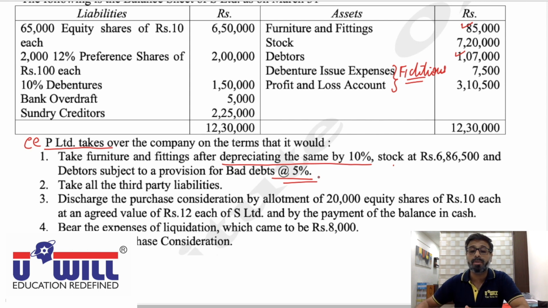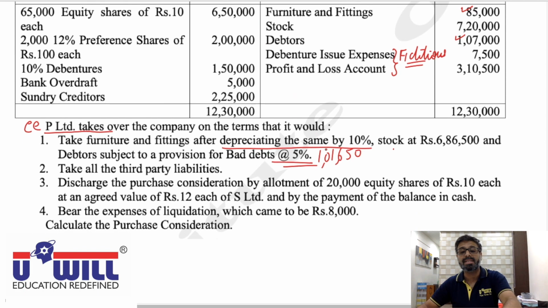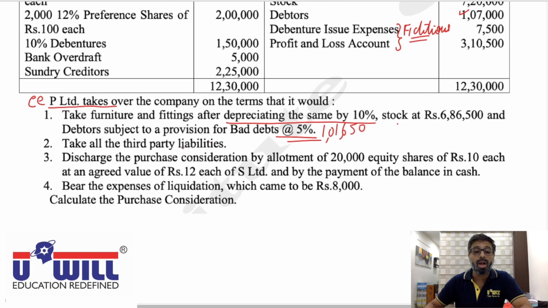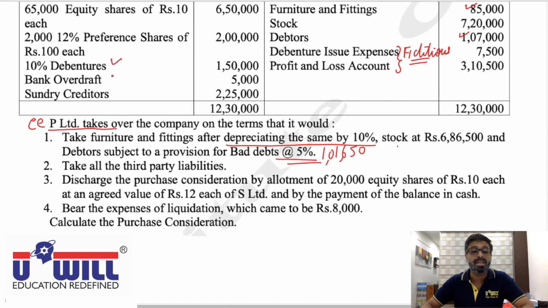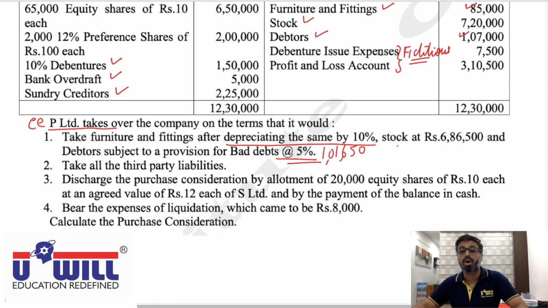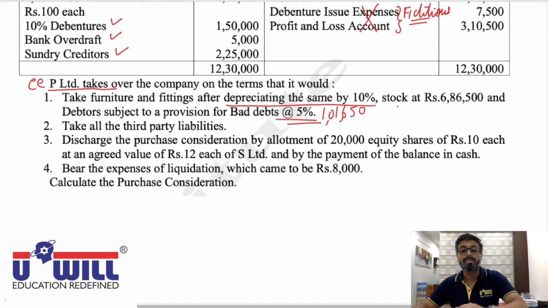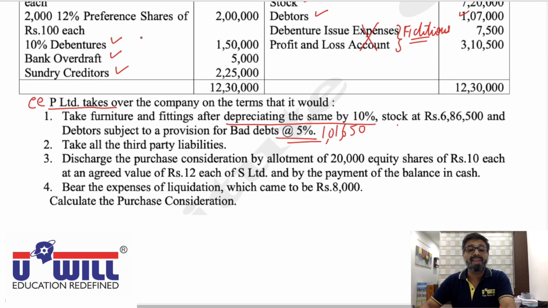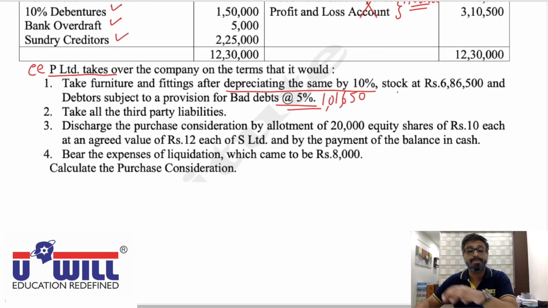Its agreed value would come to 1,01,650. Straight away you can do 1,07,000 debtors minus 5%. So it would come to 1,01,650. Take all the third party liabilities, means debentures, bank overdraft, creditors. All liabilities are taken over. Furniture, stock, debtors, agreed value is given. Fictitious assets will not be taken into consideration. No information is given about the value of liabilities, means we'll take at book values, 1,50,000, 5,000 and 2,25,000.